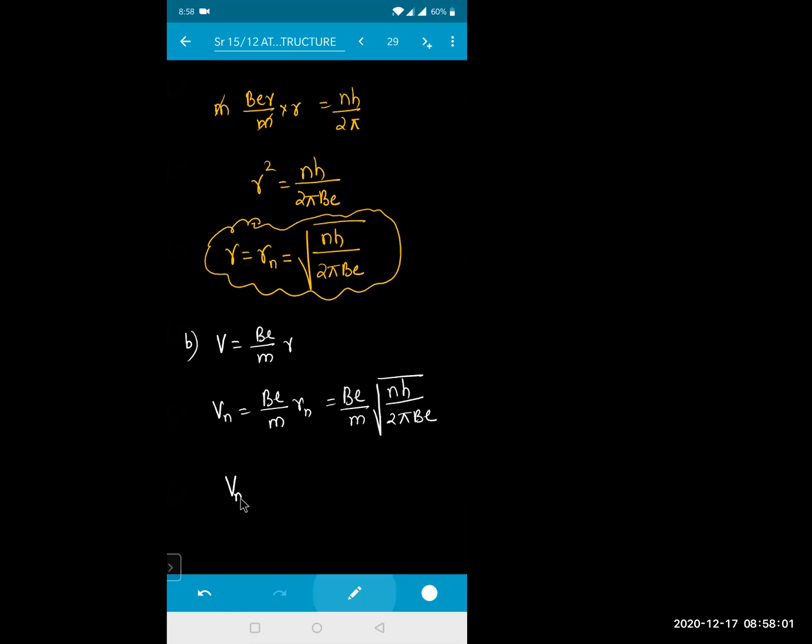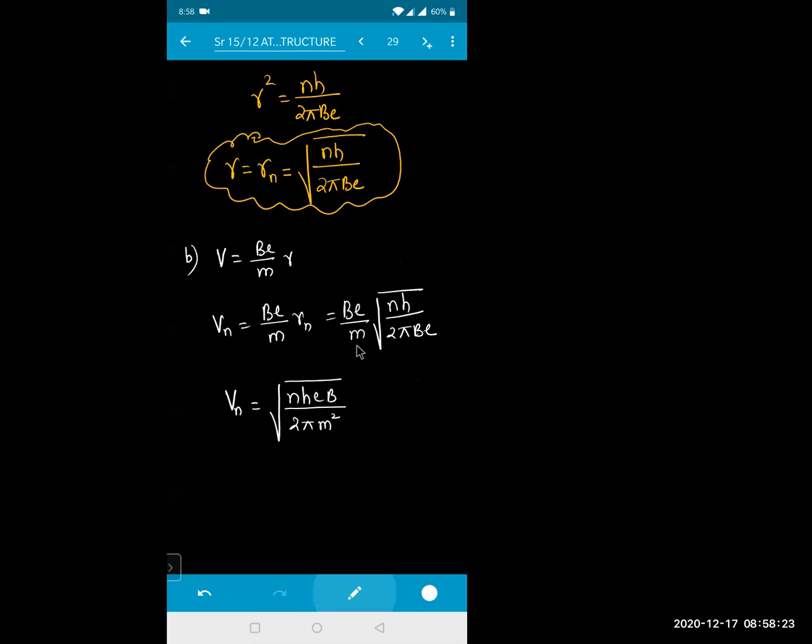If I simplify this, velocity of the nth orbit is equal to the square root of n h e B divided by 2 pi m square. B square goes inside the root, so it cancels. So this is the velocity of the nth orbit. For Vn to be minimum, what is the condition? n should be 1. That will be the minimum value. So V minimum is equal to the square root of h e B divided by 2 pi m square. This will be the minimum velocity.